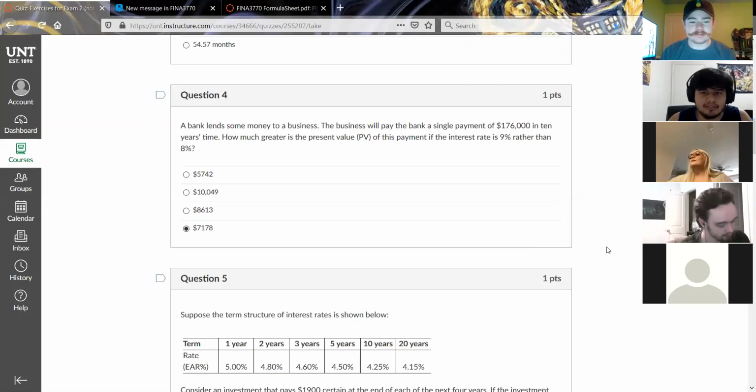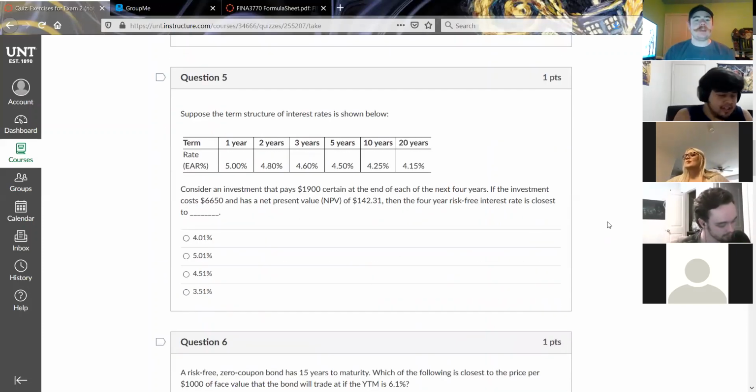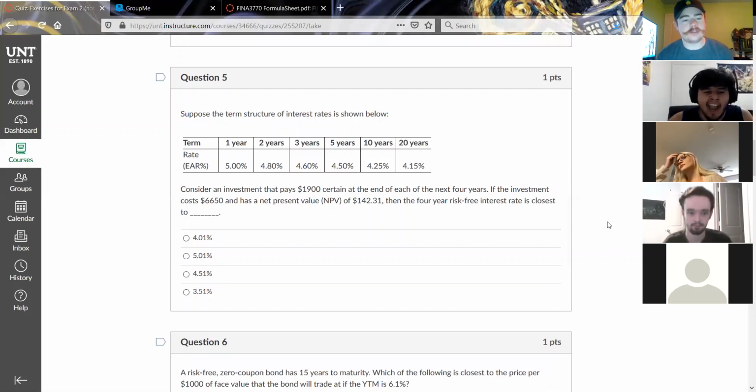Pretty straightforward on that. Okay, suppose the term structure of interest rates is shown below. You can read. Consider an investment that pays $1,900 certain at the end of each of the next 4 years. If the investment costs $66.50 and has a net present value of $142.31, then the 4-year risk-free interest rate is closest to.